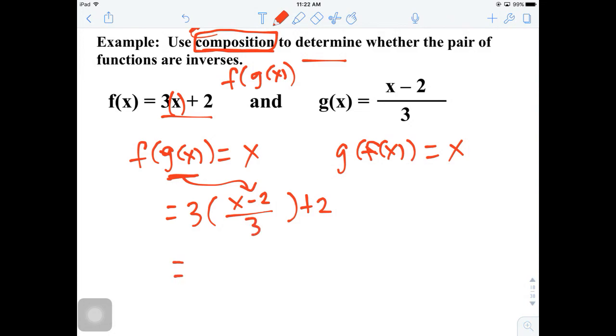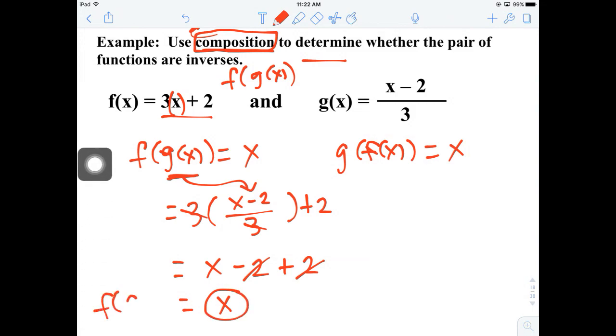And again, we're going to use our order of operations and just do some simplifying here. So notice the 3 and the 3 will cancel out, and we have x minus 2 plus 2. And magically, the 2 and the minus 2 will cancel out. That'll leave you x by itself. So now we have shown that f of g of x is equal to x.